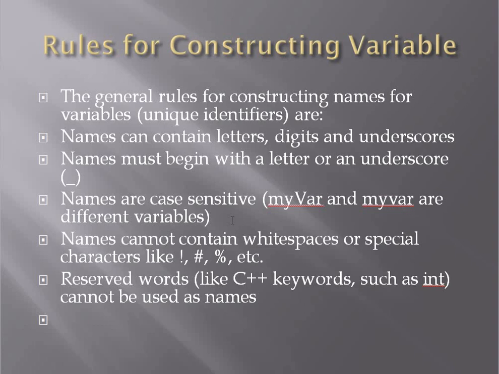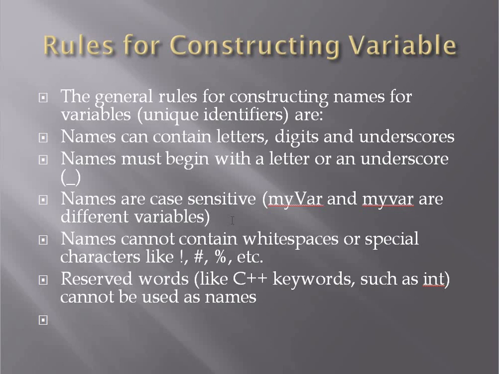A name cannot contain white spaces or special symbols and characters like asterisk, hash, or the @ sign. No other symbols are used in a variable name. Reserved words like C++ keywords such as int, char, float, while, do, break, continue cannot be used as a variable name.